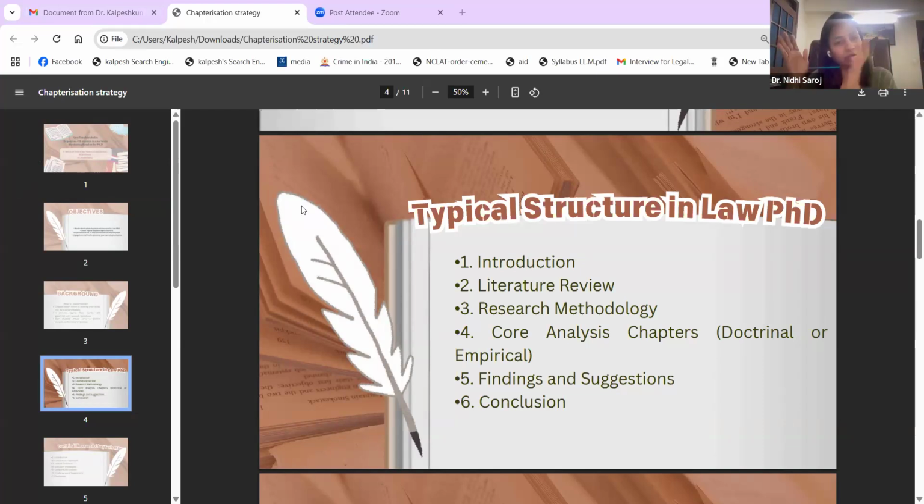Or you can include it with your empirical research chapter. Generally, if you're doing a combination research, there is one chapter dedicated to the empirical research. So I feel that in that chapter only, you can have either 1 or 2 paragraphs on research methodology. Core analysis chapters.